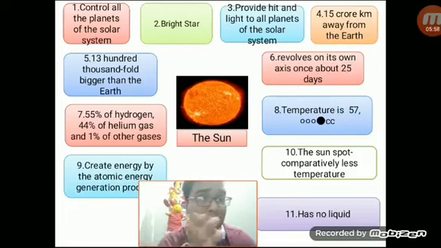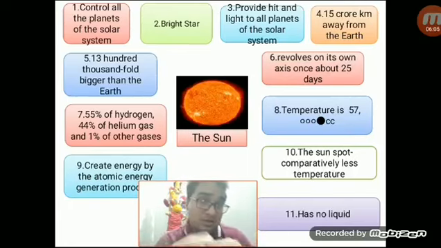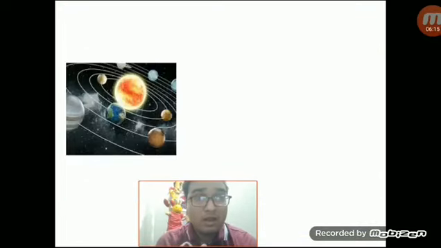So that's all about the sun, and you must use this information when you write down answers regarding the sun. Then you will get very good marks in your examination. So dear students, now I'm going to show a picture. This is the picture of the solar system, and here we are watching all the planets around the sun, on their respective orbits.